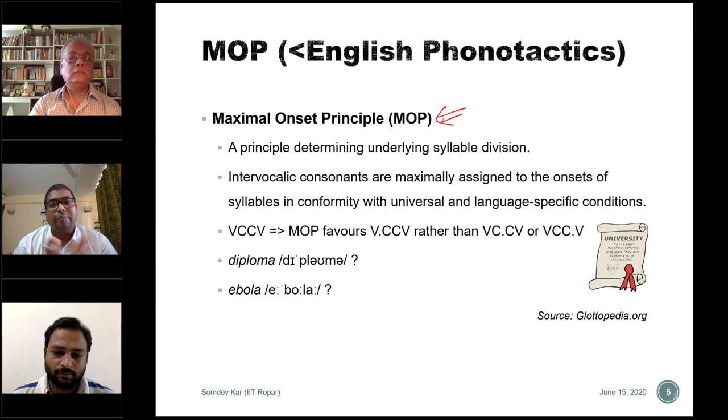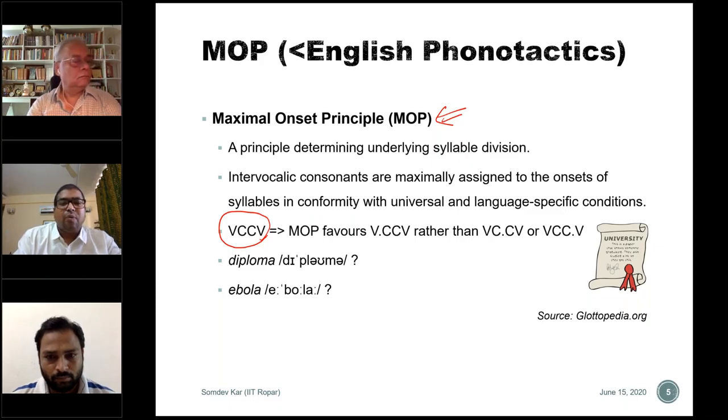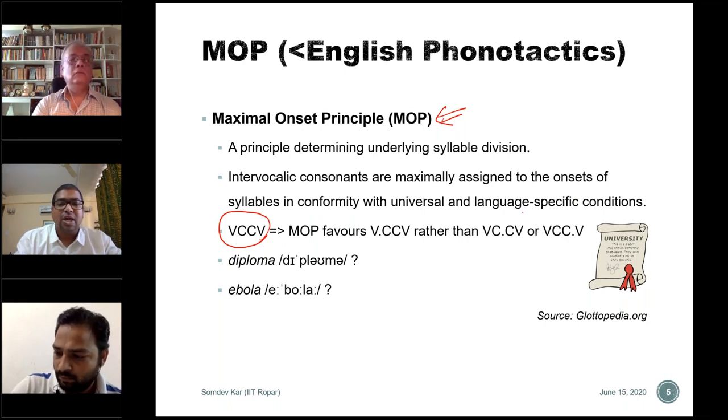So by that, what do we mean? We mean that if we have a structure like this, a vowel followed by a couple of consonants, and then followed by another vowel, okay, so this is the word. Now, how are we breaking this word into different syllables? MOP, the maximal onset principle, works in such a way that these intervocalic consonants are maximally assigned to the onset of the syllables in conformity with the universal and language-specific conditions. So these two consonants, MOP will try to push them to the onset.